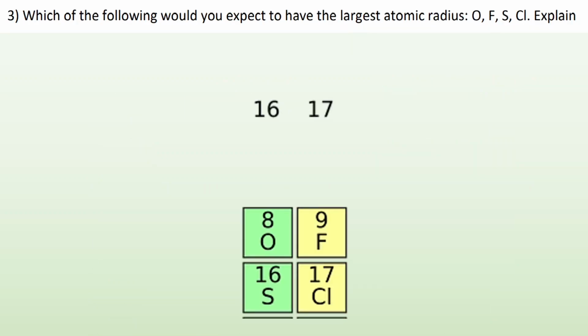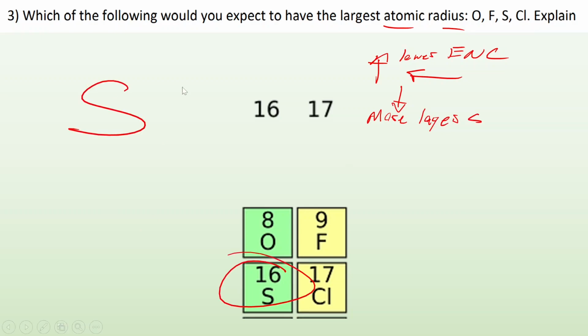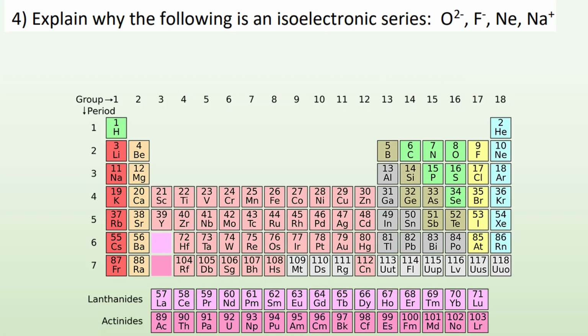Number 3, which of the following would you expect to have the largest atomic radius? So here we go. We got oxygen, fluorine, sulfur, and chlorine, and they're all kind of clustered together right here. So we know for atomic radius, it's biggest when we go to the left and we go down. To the left, we have lower effective nuclear charge, which means those electrons won't be held as closely. And as we go down, we have more layers. So which one would you expect to have the largest one? To the left and to the bottom, sulfur. There you go.